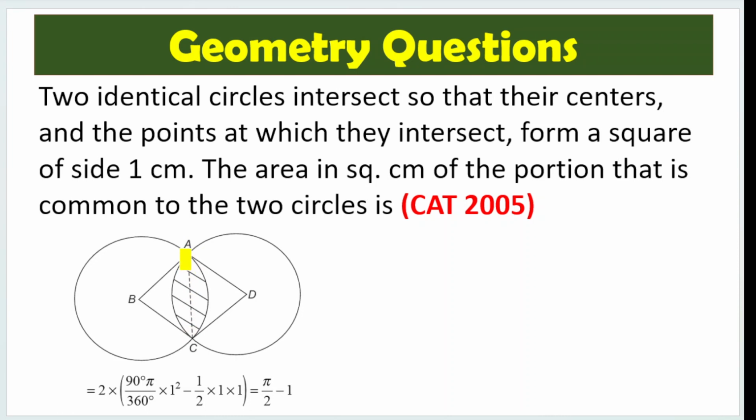A and C are the meeting points. Now he's saying that the centers and these 2 points form a square. That means A, B, C, D is a square. The square is of 1 centimeter. So what does that mean? The radius of both the circles is also 1 centimeter, right? And this angle is 90 degrees, this angle is 90 degrees, this angle is 90 degrees, and this angle is 90 degrees. All four are 90 degrees.